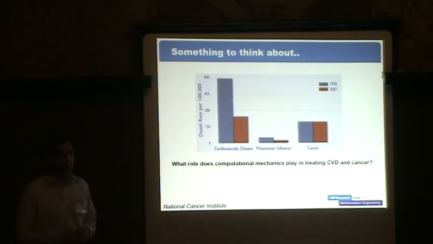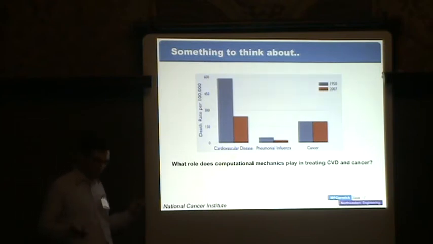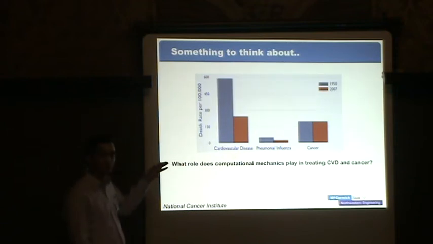One aspect that we can think about is, of course, can we use computational mechanics in treating issues like cancer and cardiovascular disease, which are the number 1 and 2 killers in the developed world. So, I'll talk a little bit about some of the modeling that pertains to these kinds of problems.